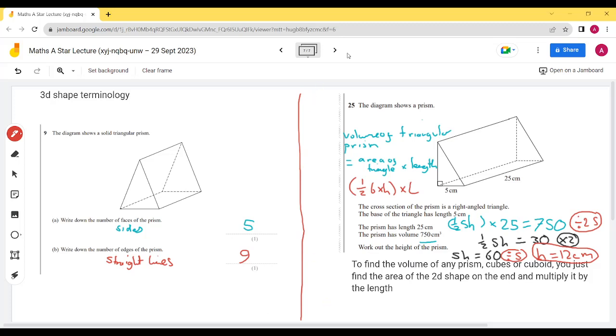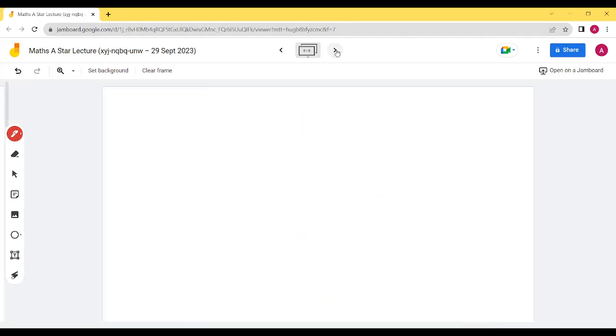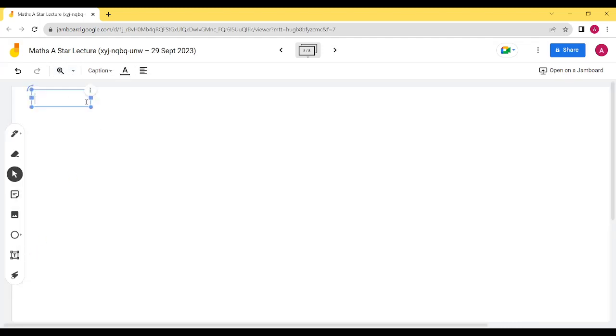All right. And so that's the volume. Just to mention as well, you can come across surface area. Surface area equals the area of all the faces of a 3D shape added together.